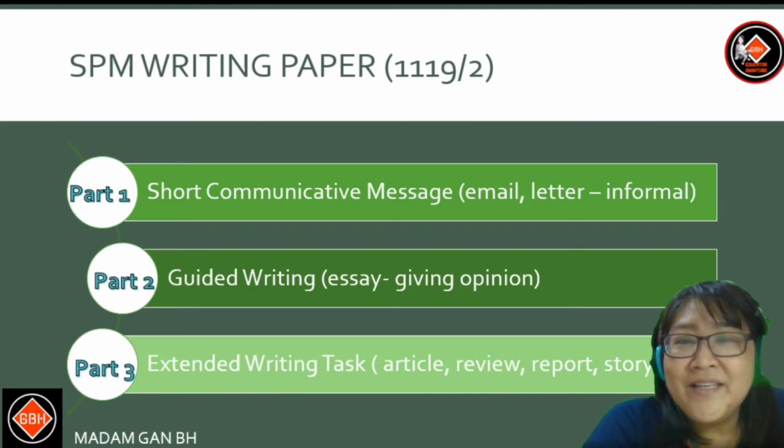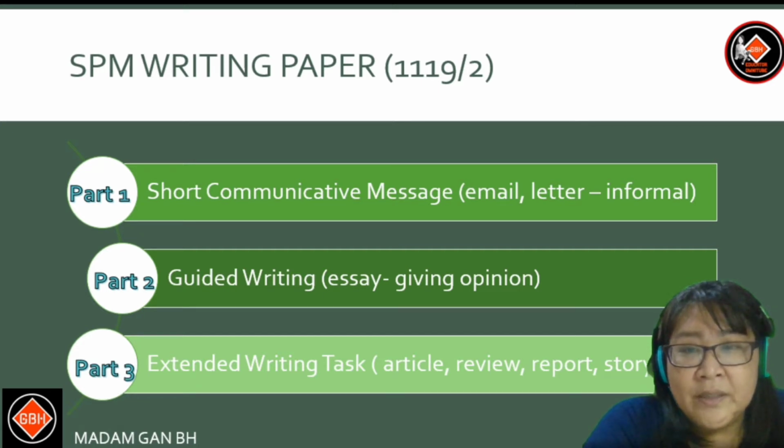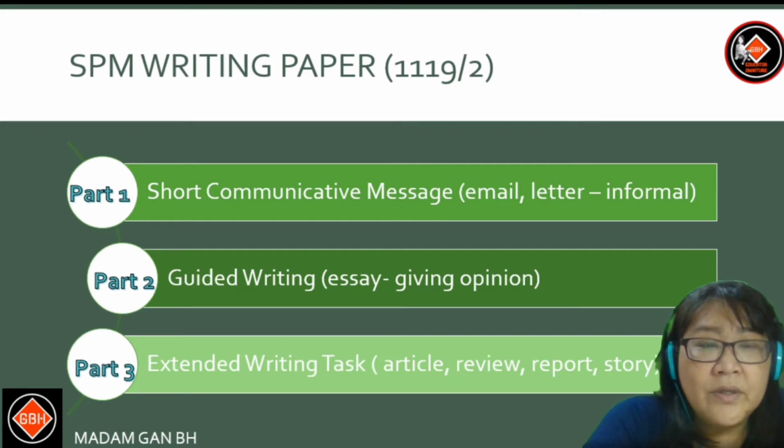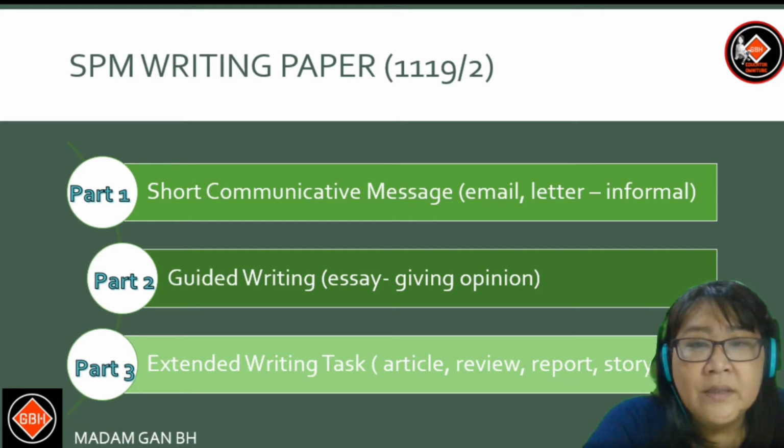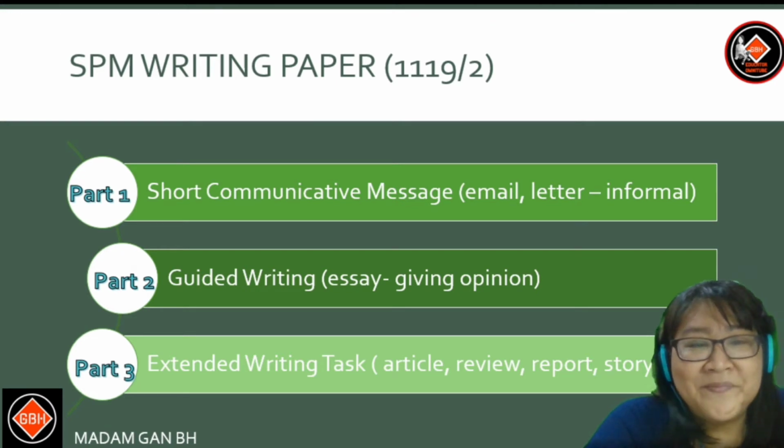Let's look at the summary of your writing paper. Part 1 is a short communicative message, where you have to write an informal email or letter. Part 2 is guided writing. You have to write an essay, and normally you have to give your opinion. Part 3 is extended writing tasks, where you have to learn 4 types of writing: article, review, report, and story. But in the exam, there are only 3 choices, so you have to choose one of them.